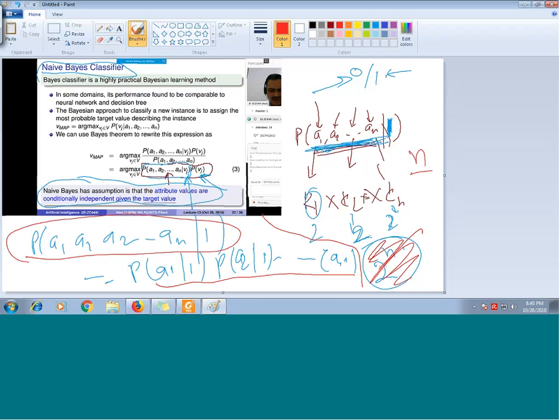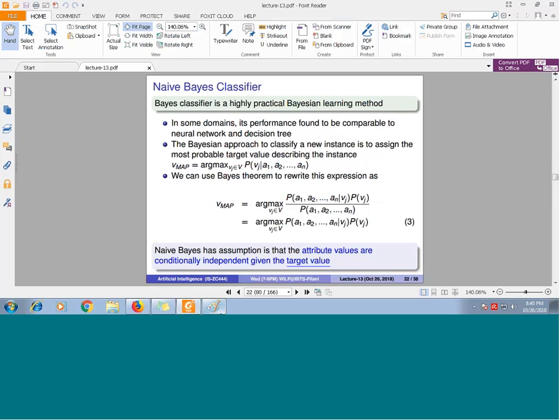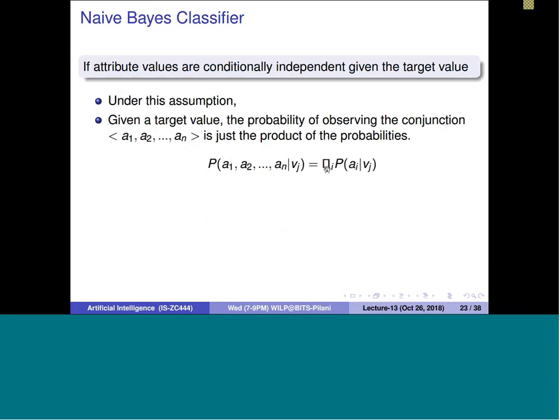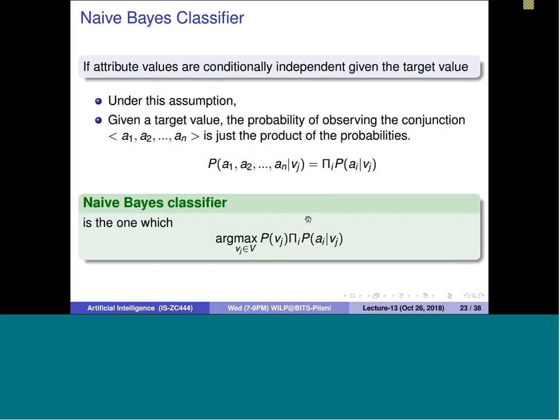Only n values would suffice, meaning I can solve this problem. Earlier it was difficult, but now this is a better way. With this assumption you can solve it easily. If this assumption is true, then to find this value you can just find the multiplication. So the naive-Bayes classifier is the one which finds this particular probability.